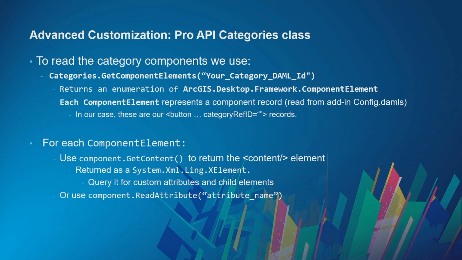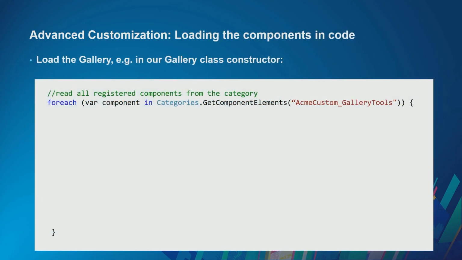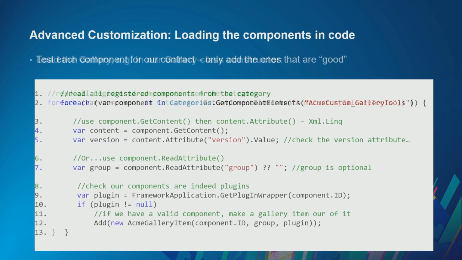So let's step through this code snippet. So first, we get a collection of our component elements. We use the categories.getComponentElements method. We pass in our category name, which is Acme Custom Gallery Tools. This returns us a collection of component elements, in this case, our buttons. And here's the full code snippet.